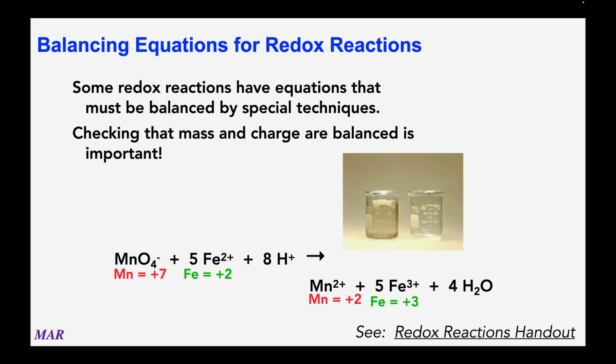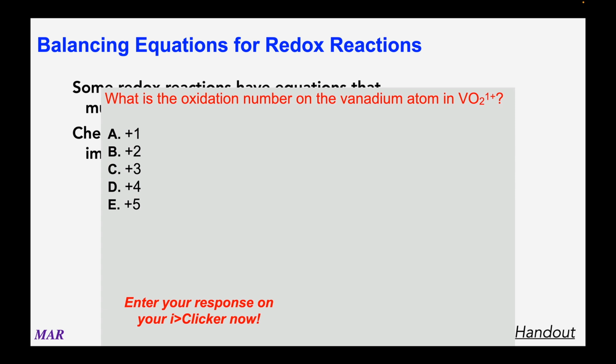So let's look at some rules as to how you too can balance a redox reaction, it's not too bad. Let's check it out. In this question, we want to know the oxidation number of the vanadium ion in VO2+. So that's a vanadium, that's 2 oxygens, and overall a plus 1 charge. And you can see the possible charges right there.